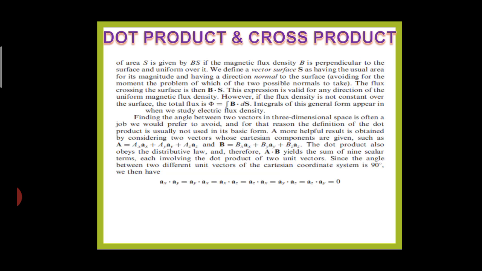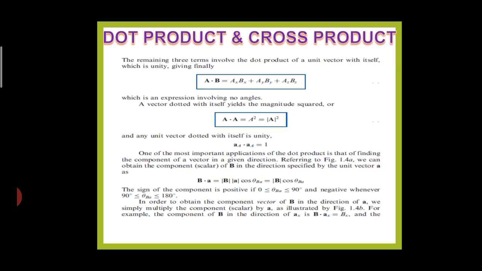Now, since the angle between two different unit vectors in the Cartesian coordinate system is 90 degrees, we have ax dot ay equal to ay dot ax equal to az dot ax, and ay dot az equal to az dot ay equal to 0. So this is the Cartesian coordinate system. Now the remaining three terms involve the dot product of a unit vector with itself, which is unity, giving finally A dot B equal to AxBx plus AyBy plus AzBz, which is an expression involving no angles.